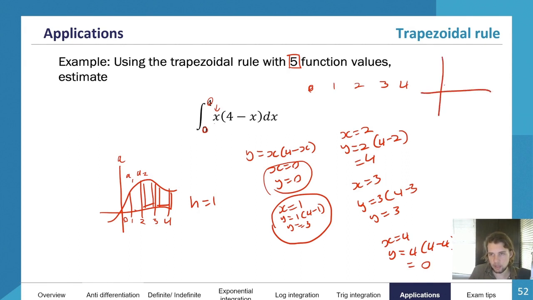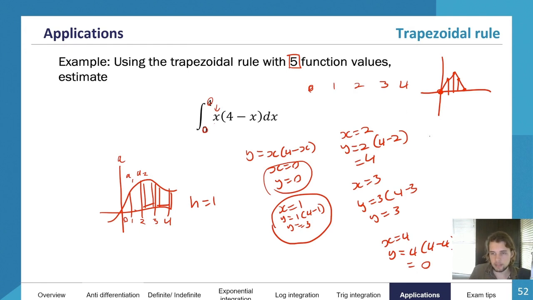So let's say we were looking here. At 0, we know the height is 0. At x equals 1, the height is 3. At x equals 2, the height is a bit higher at 4. Then the height goes back down to 3, and then it goes back down to 0. And those are our parts that we're going to separate into different trapeziums.